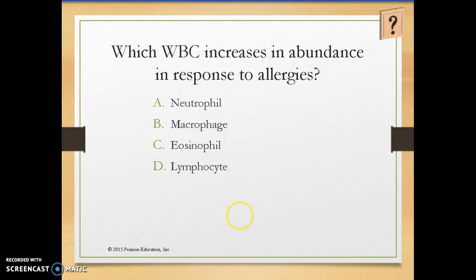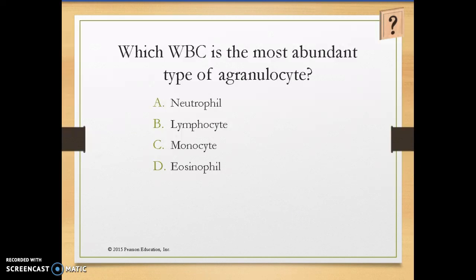Which white blood cell increases in abundance in response to allergies? Eosinophil. Which white blood cell is the most abundant type of agranulocyte? Lymphocyte.